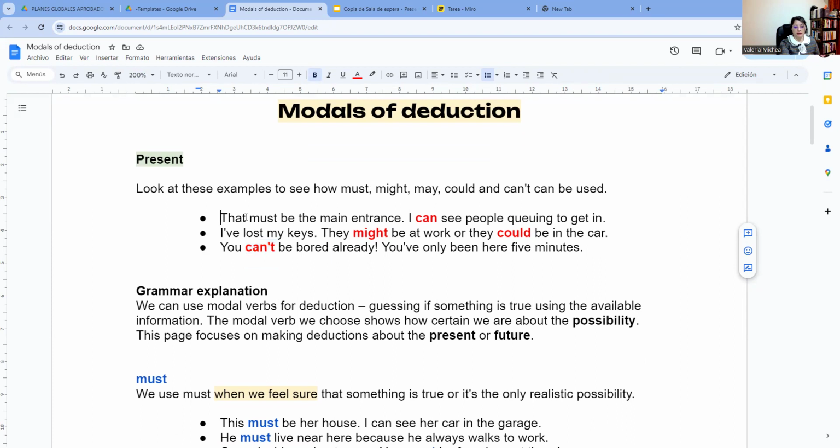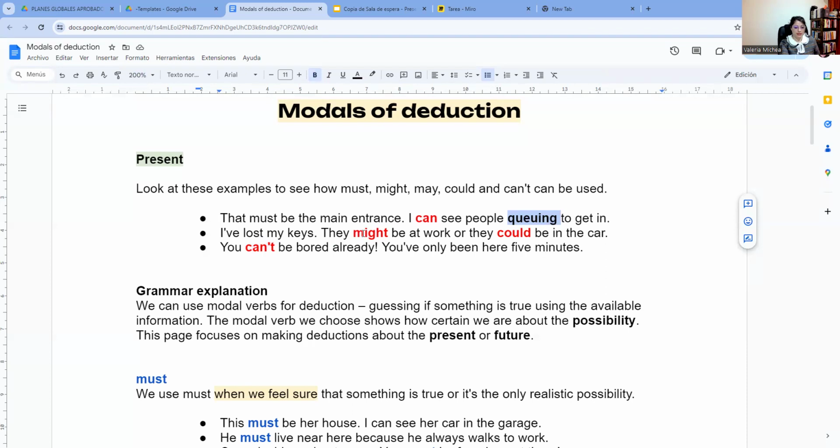So the first one is: that must be the main entrance. I can see people queuing to get in. Remember that queuing is a British word that means to stand in a line. I think that in America they say make a line or something like that. But in British English they say queue. So this is a verb. People queuing.